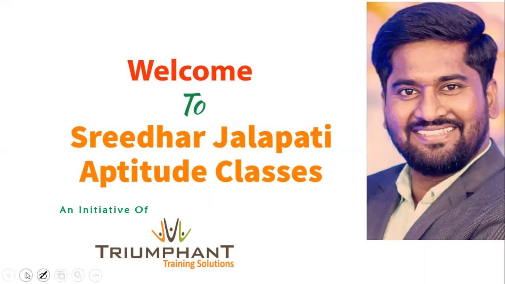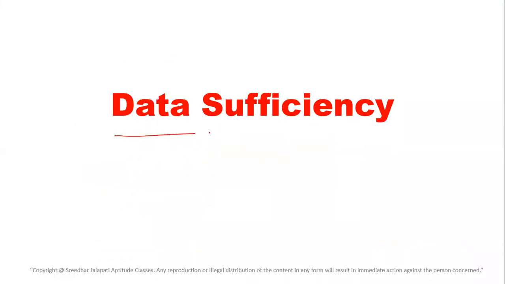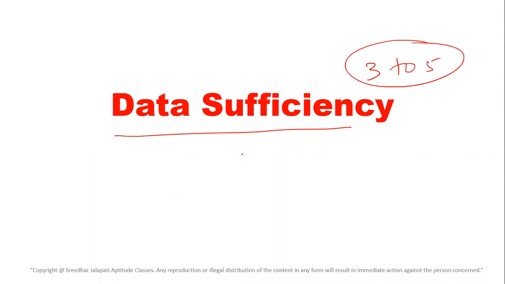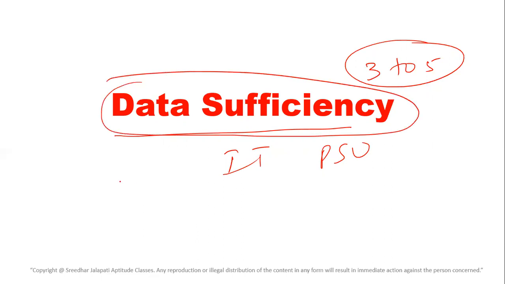In this video, I'm going to explain a topic called data sufficiency, one of the important topics in competitive exams. In most of the competitive exams, you can expect 3 to 5 questions from this topic, be it higher education entrance exams like GRE, GATE, CAT, or banking industry recruitment exams, IT recruitment exams, PSUs. In most of the competitive exams, this topic has a very good weightage. We will see what this topic is in this video and how to answer those questions.